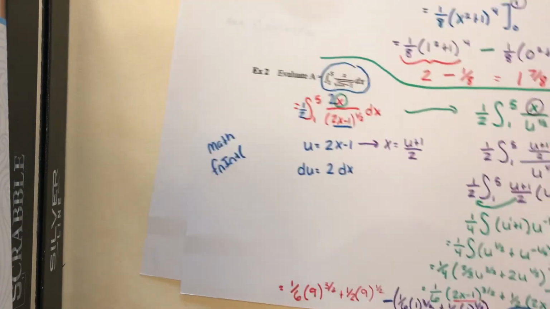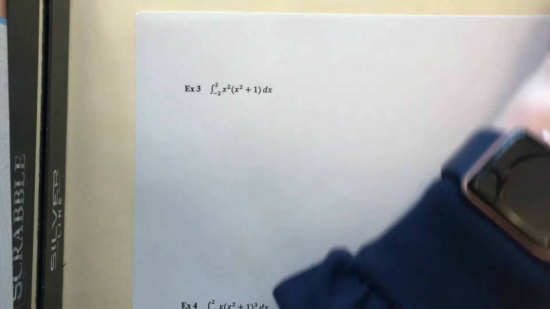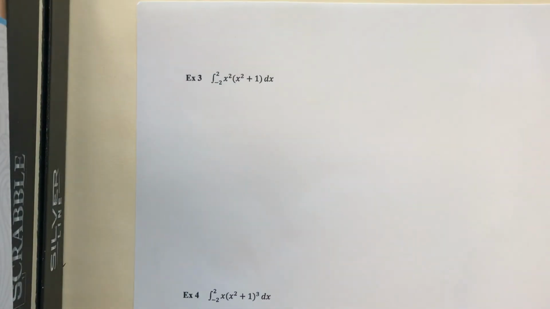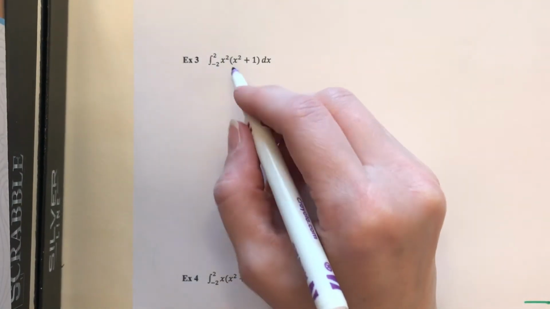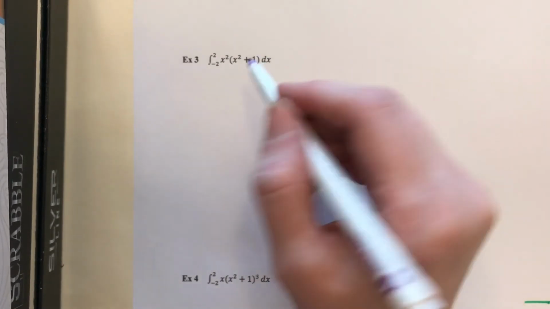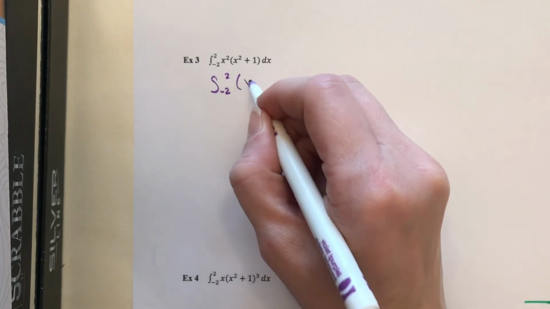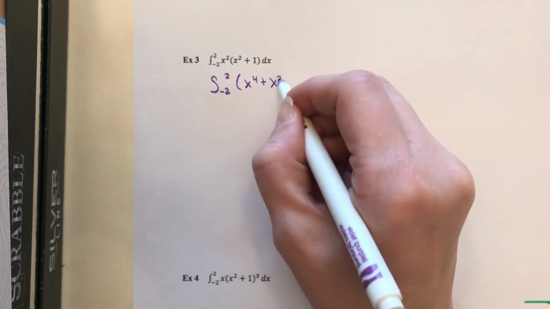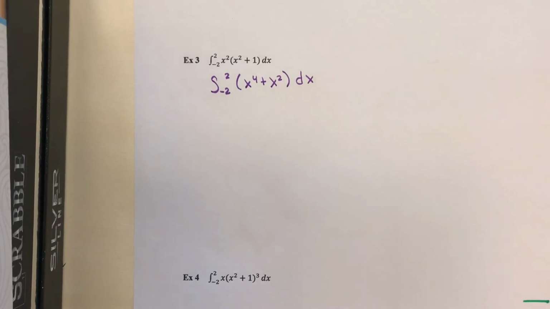Okay, so let's go to the back. And let's look at question number 3. This one gets a little easier on the back. Okay, so question number 3. One thing I could do, this one isn't so bad. I could actually just distribute this. This gives me x to the 4th plus x squared dx. I don't have to do a u substitution here.